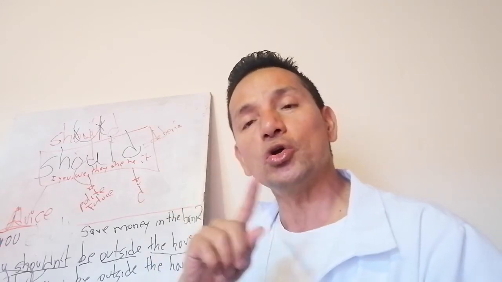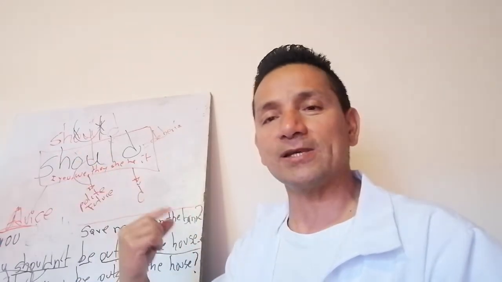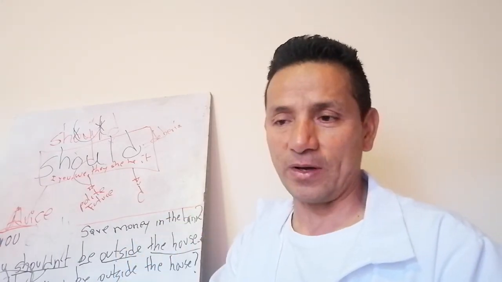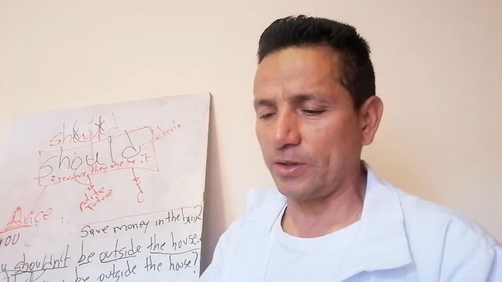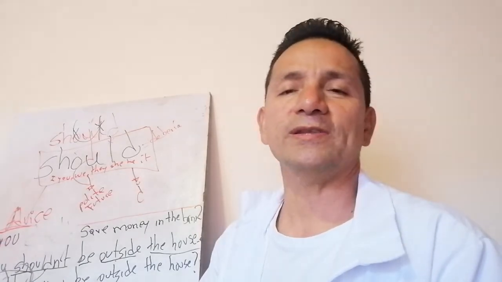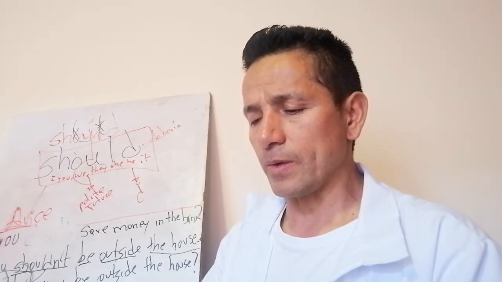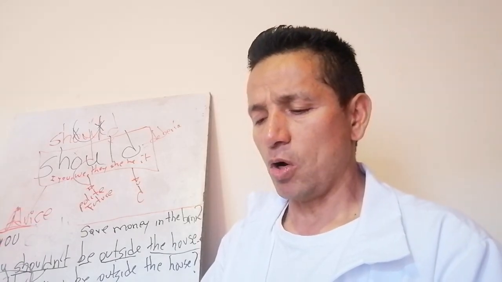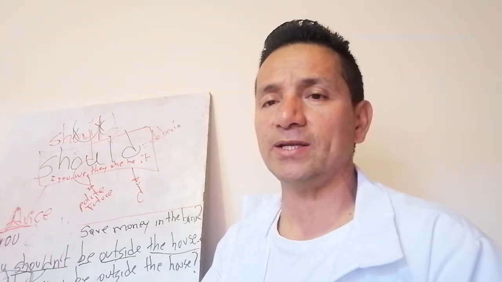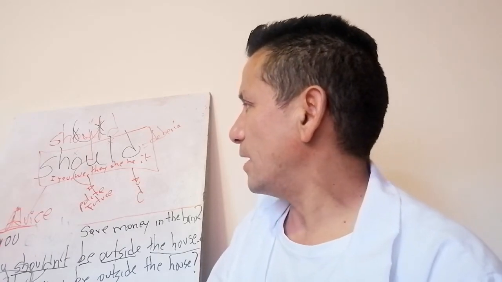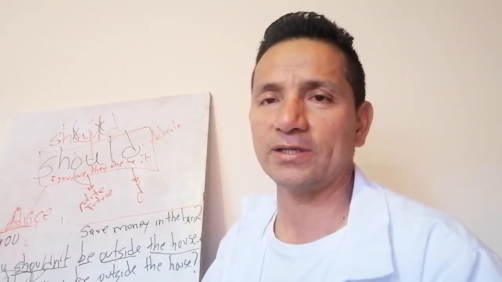You shouldn't go outside the class. You need to listen carefully and then do it. All right? So remember, according to this, you need to complete page 44 using the expression should, okay? Or shouldn't. Remember, shouldn't is the negative form that we use to indicate it's negative, all right?